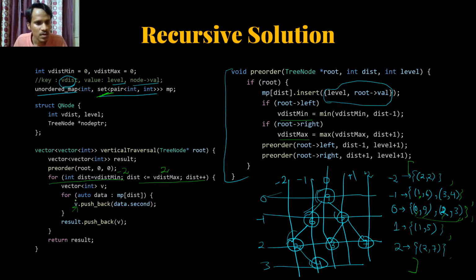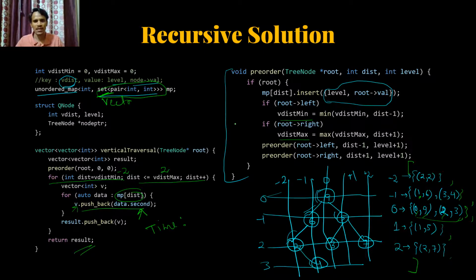So for that, for each vertical distance, we iterate through the elements in the set, and we just push back into the vector. Since the set is already sorted, we do not have to sort this. If we had kept a vector here, we would need to sort it, right? So this is not required. We simply push back the values, where the value is data dot second, and we store them in a result vector and finally return the result, right? So what is the time complexity for this problem?